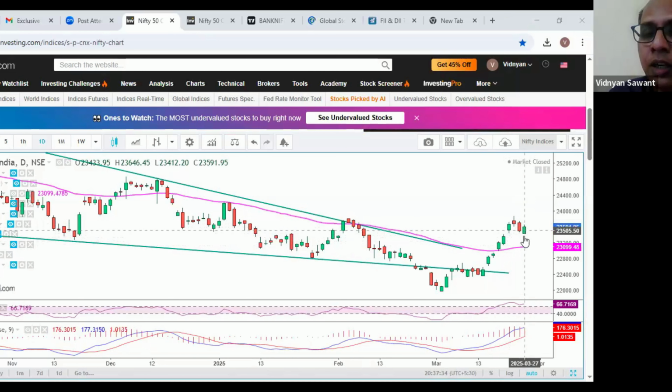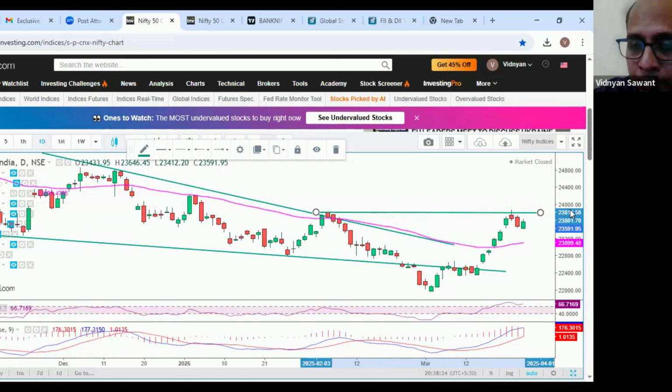So the levels to watch on the Nifty: the resistance zone is placed around 23,800, followed by 24,250 in the coming months, and support is placed at around 23,100. Below that, 22,700 will act as a support zone for the market in the coming months.